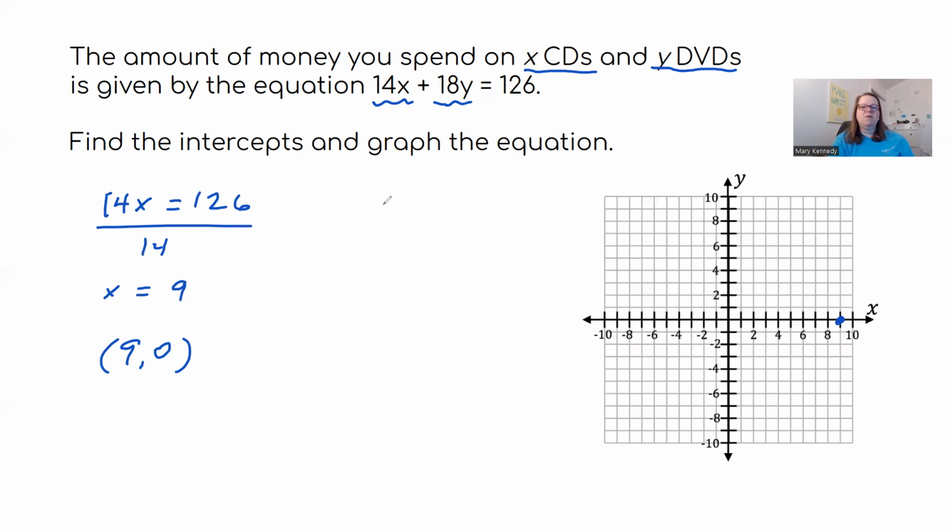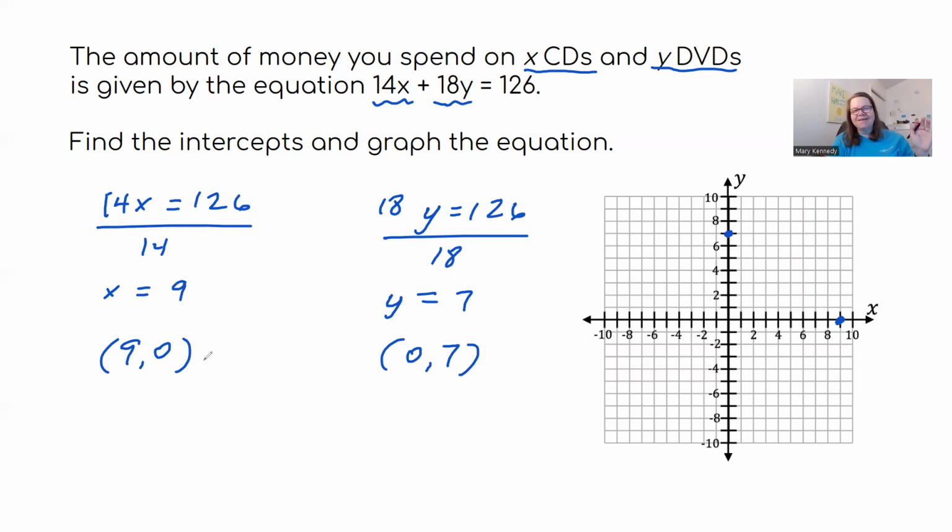And then if we only bought DVDs, then we divide by 18, and 126 divided by 18 is 7. So y is 7. So if x is 0, then y would be 7. So we could think about what that means. We could buy 9 CDs and we'd spend our $126. Or we could buy 7 DVDs and spend $126. But in neither case would we buy anything from the other value. And so the line would go here.